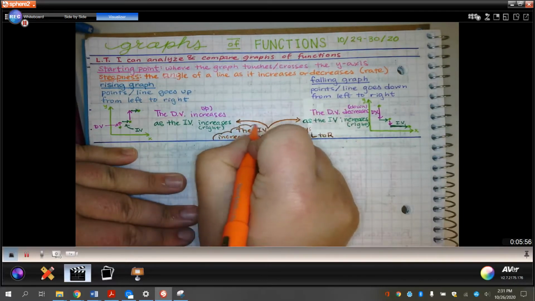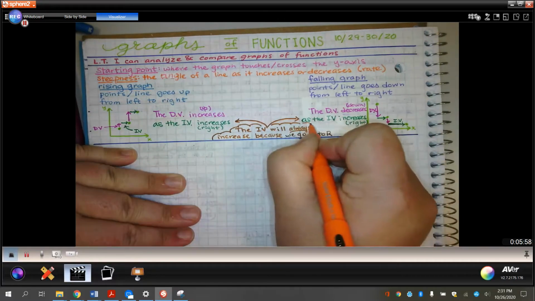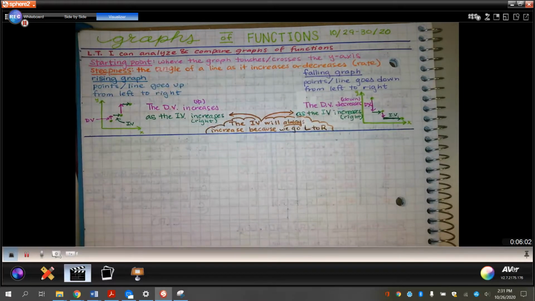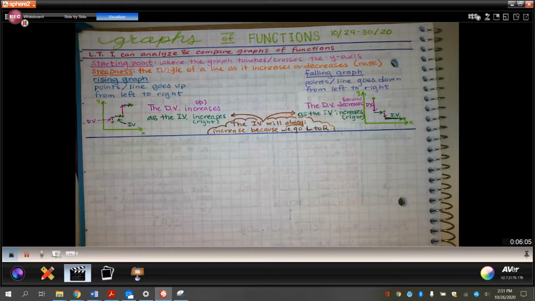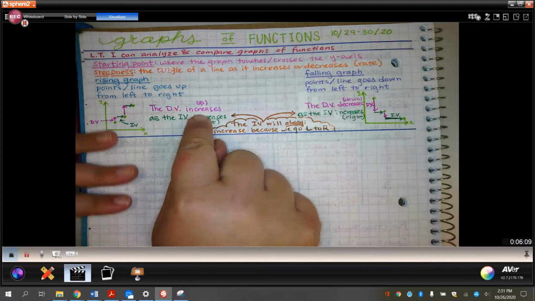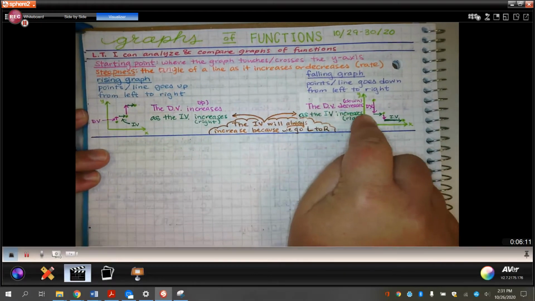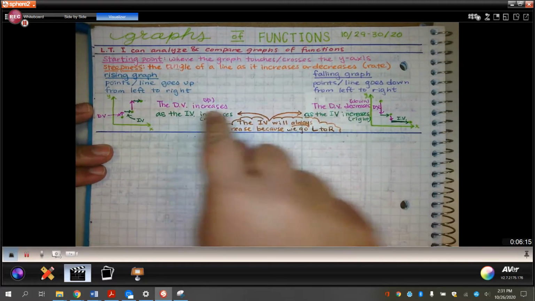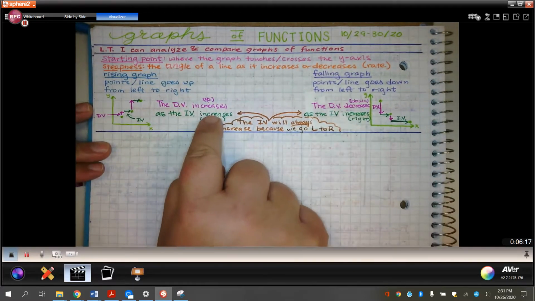Then just to kind of separate that from everything else, I put a little cloud around it. So that's why that happens. Now notice that for the rising one, the dependent variable increases, and for the falling one, this one increases, this one decreases. So the dependent variable is what tells us whether it rises or falls.